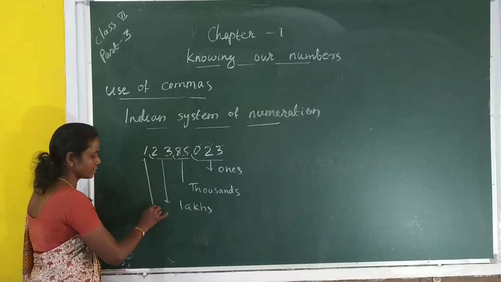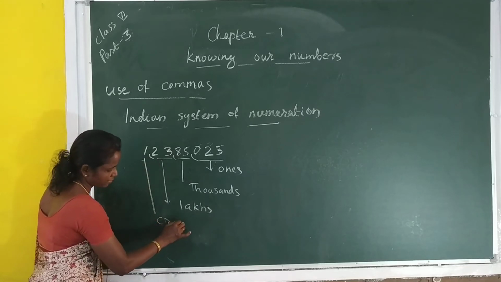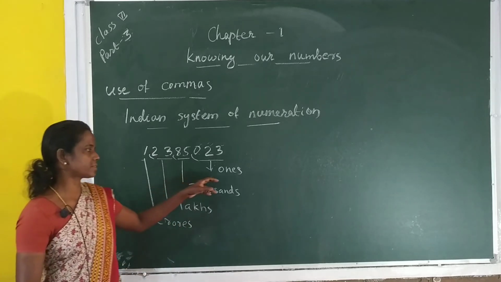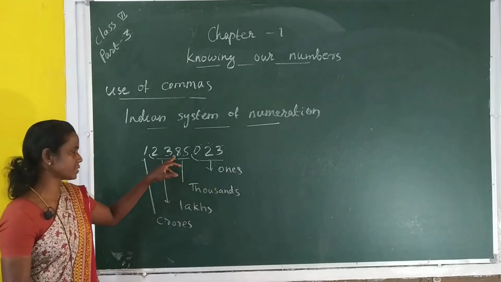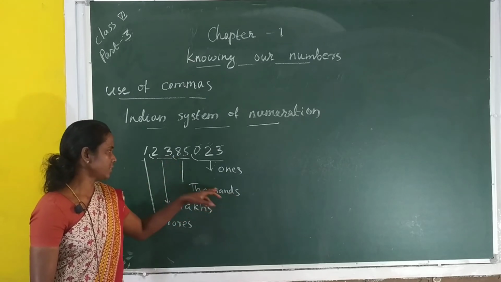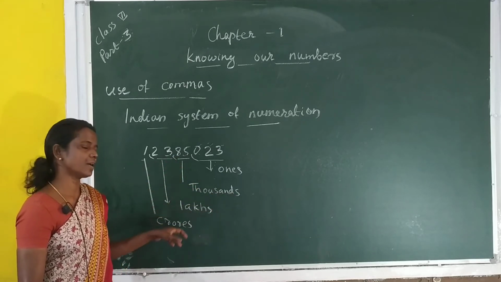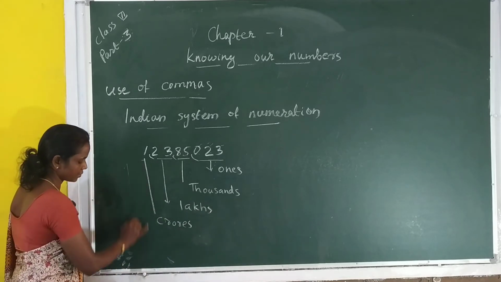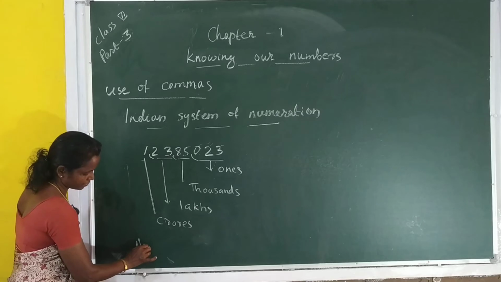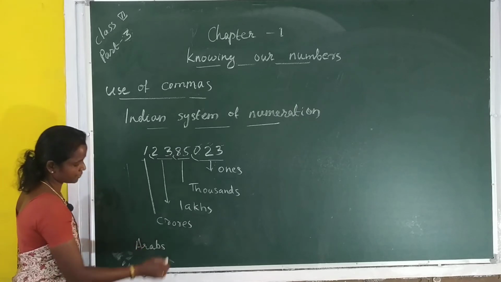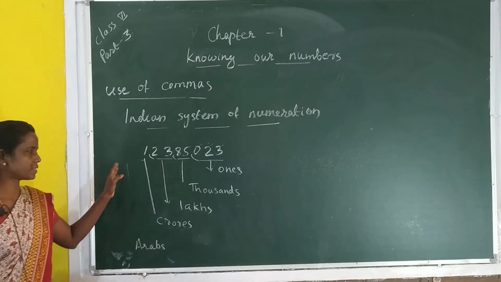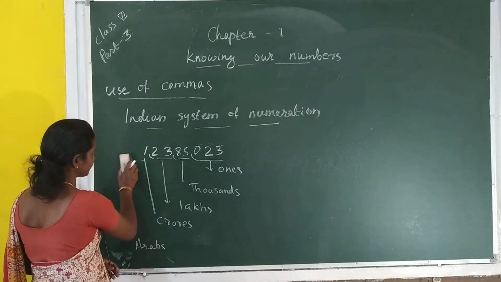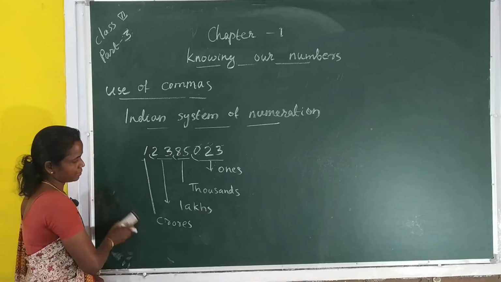Then next, crores. First period's name is ones period, then thousands period, then lakhs and crores. After crores, Arabs. Crore after Arabs. The period's name is Arabs. Is it clear?